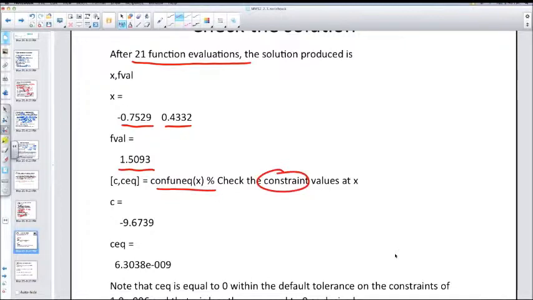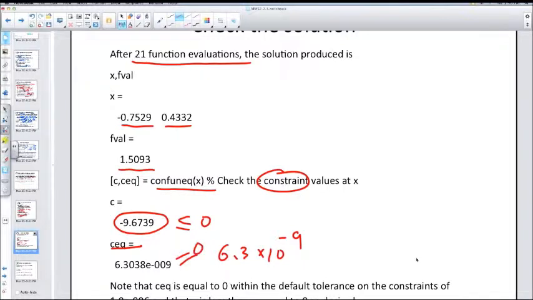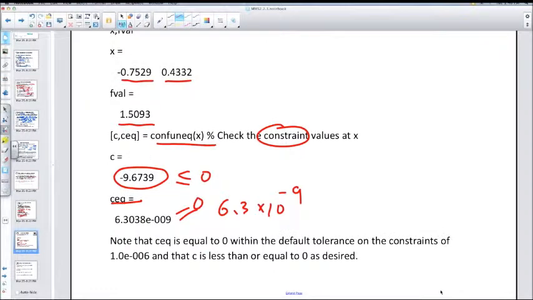What's next? Next, you need to check your constraint. When you check, the C, very good, that's less than 0. The equation, that's 6.3 times 10 to the negative 9, of course that equals 0 numerically. So we satisfy both the equality and inequality, so you get the right solution. After you finish your solution, don't just take it. You need to check the C and the C equality return values. If it's wrong, for example, if you get C equal to 9.6, that's obviously wrong because C must be less than or equal to 0.